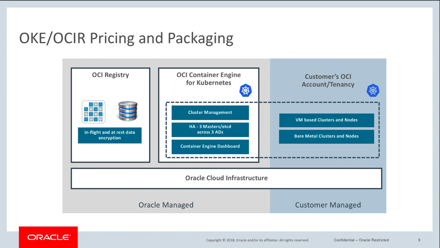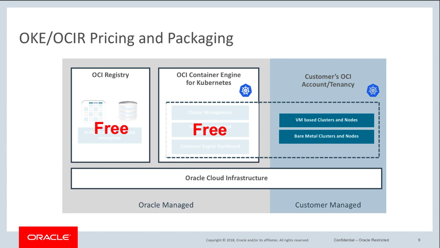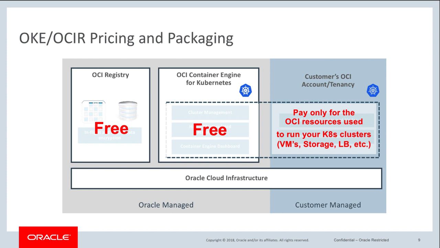All right, so moving forward. Within the pricing model, what is paid by Oracle, or what is basically free with the service, and what is the customer paying? The gray shaded area, the managed part of your service, is all completely freely available. So the registry service and the master and the managed service itself is all free, and customers are only paying for whatever resources that you are using.